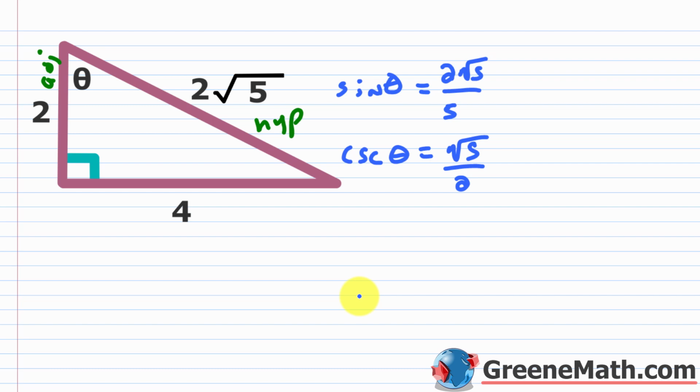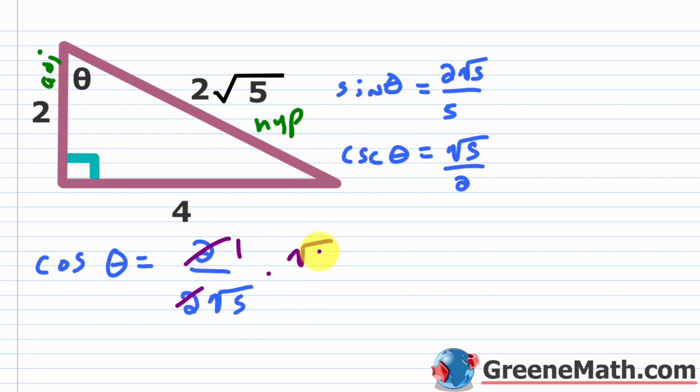So the next one I'm going to do is going to be my cosine of theta. Again, this is the CAH part of this. So cosine is adjacent over hypotenuse. So where is the adjacent? That's 2. What's the hypotenuse? It's 2 times the square root of 5. Before I rationalize the denominator, let's cancel this with this and put a 1 up here. So this is times the square root of 5 over the square root of 5. And this gives me the square root of 5 over 5.